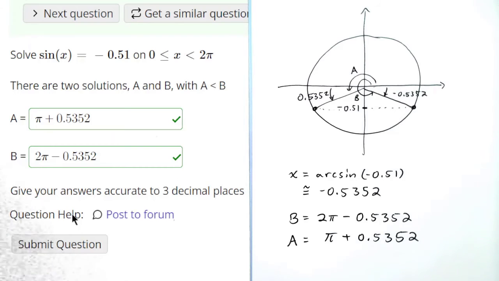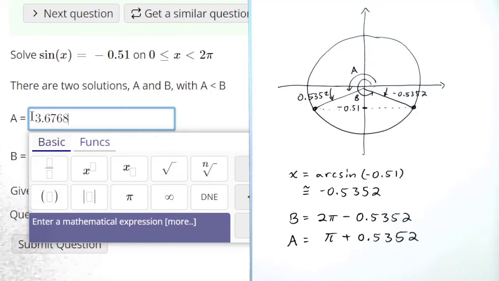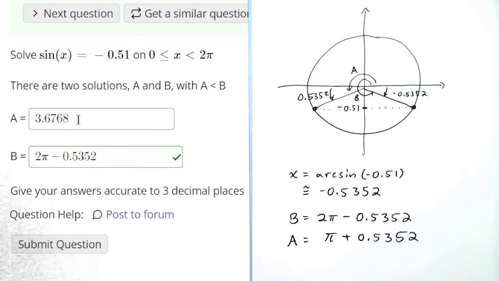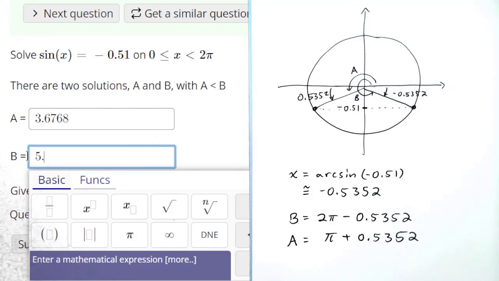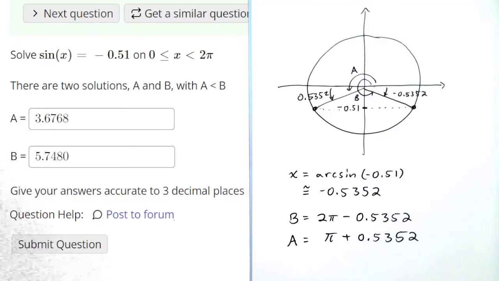Now, I could have reported these entirely as decimals. All right, so instead of writing pi plus, I could have computed that out as a decimal, and you'll see that what we get is 3.6768 for A, and 5.7480 for B. And you'll see that this is also a valid way to answer the question.